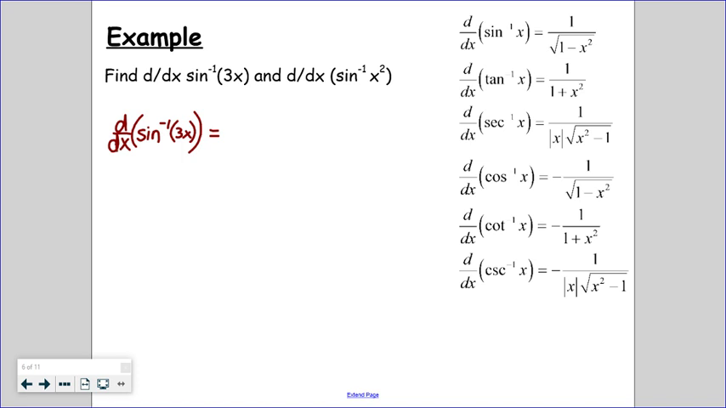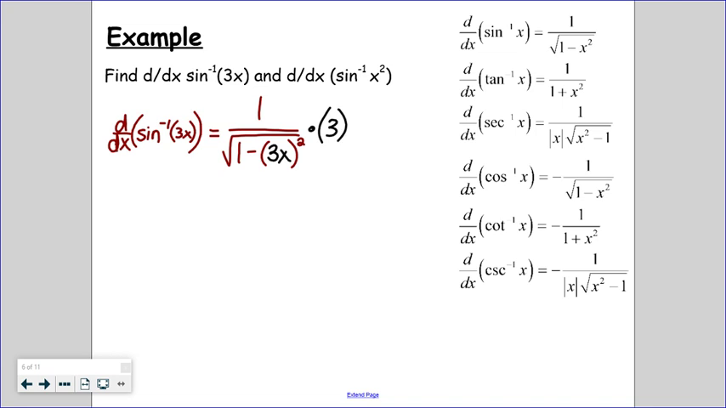Okay, so our outer function, remember we always have these layers going on. Our outer function is inverse sine, and our inner function is 3x. So we start with the derivative of the outer function, which is that formula up there, 1 over the square root of 1 minus our insides squared. And our insides is 3x times the derivative of our insides. Chain rule, right? So the derivative then of 3x would be 3.